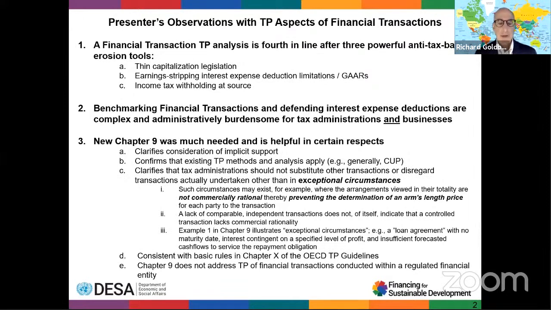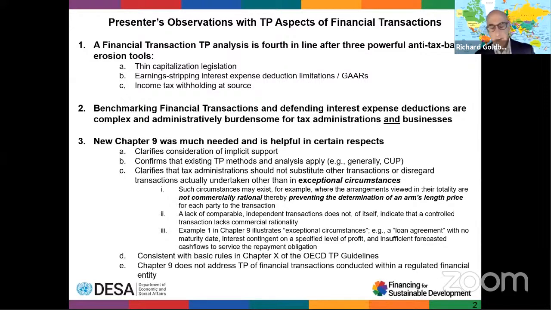Despite the potentially profound impact of these three powerful anti-tax base erosion tools on the borrower's ability to achieve a tax benefit from its reported interest expense, tax authorities tend to examine intercompany interest expense deductions without first considering what's left to be gained from a transfer pricing adjustment to interest expense.